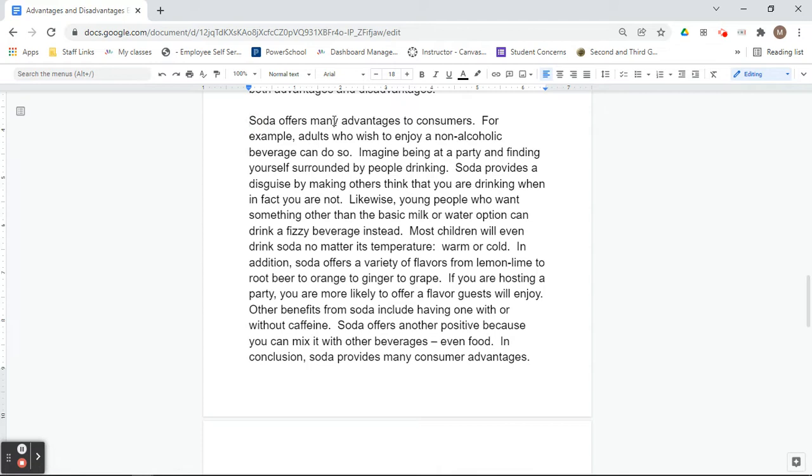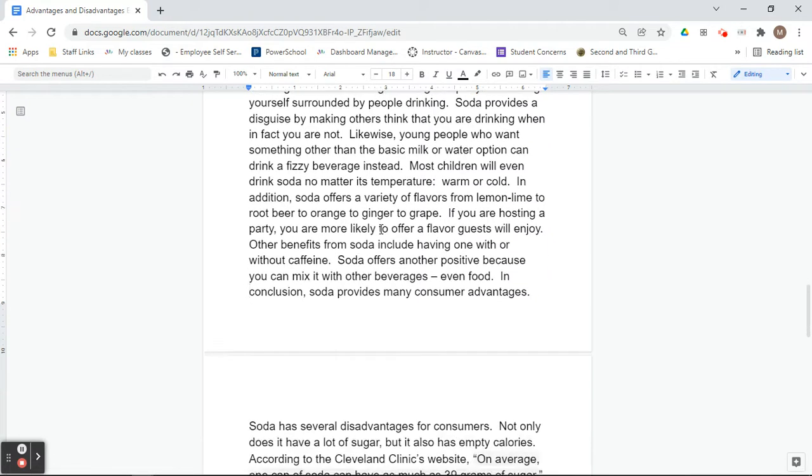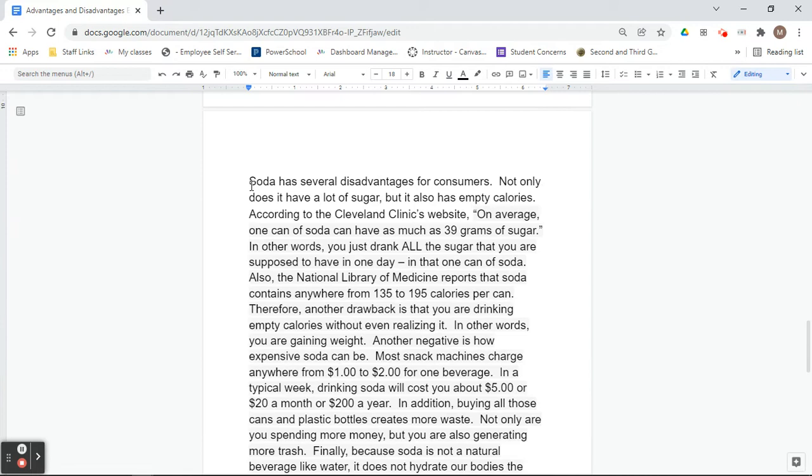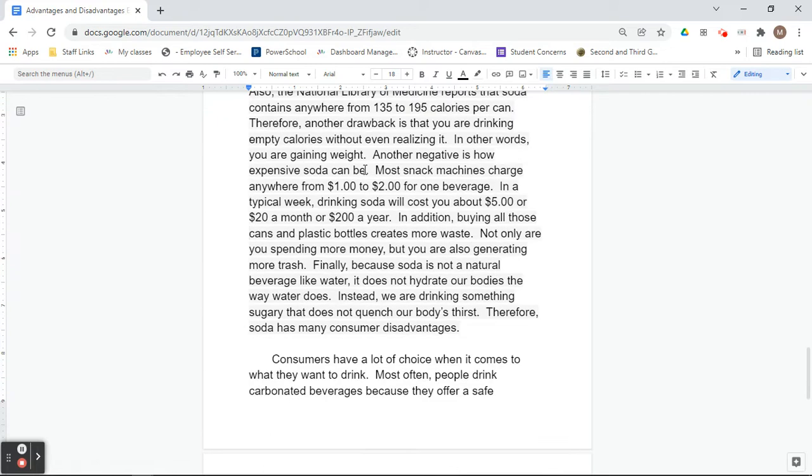So I've got 1, 2, 3, 4, 5, 6, 7, 8, 9, 10, 11, 12, 13, 14, 15, 16 lines for advantages. Now let's see how many lines I have for disadvantages. 1, 2, 3, 4, 5, 6, 7, 8, 9, 10, 11, 12, 13, 14, 15, 16, 17, 18, 19, 20, 21, 22.